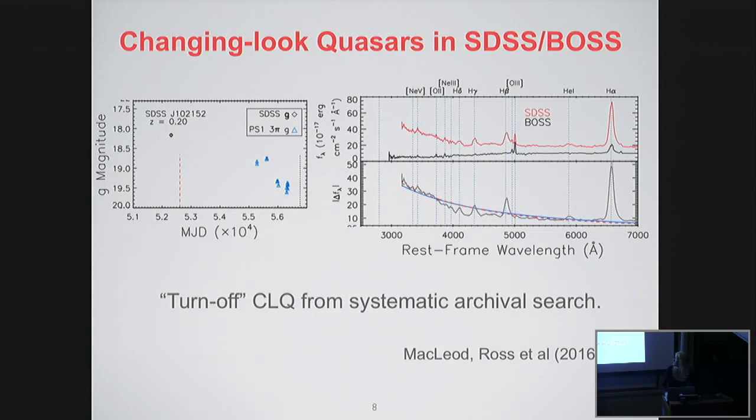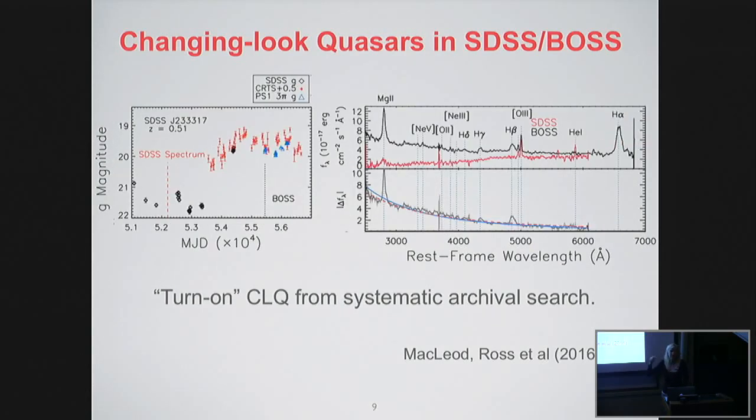So the blue continuum essentially goes away. Here's another example that actually went the other way. So instead of turning off, it turned on. And here in red are the archival Catalina data points, but just for this plot, we didn't actually use the data in the selection. The early spectrum is shown in red, and the later spectrum is shown in black. And you can see the H beta was not really visible in the early spectrum at all.